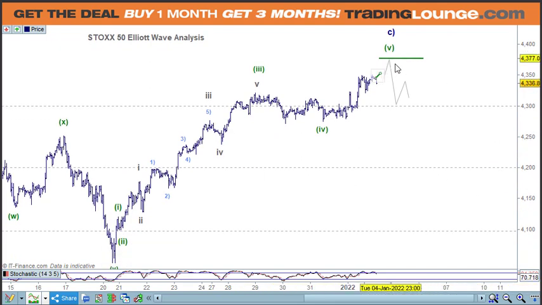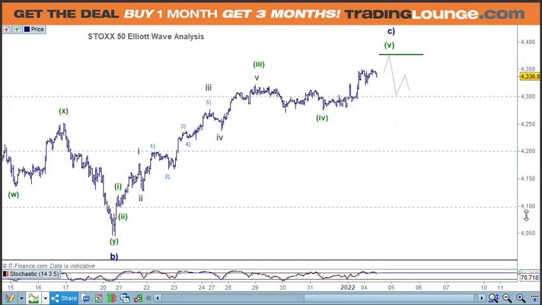But of course, we hardly ever use that because we'll be looking for some sort of ABC correction after that. But just in case I've got it wrong and this wave 5 is sitting over here, and just say we've got the whole 5 waves in here, well, then this would be wave 1 here and coming back for wave 2 and then pushing up.